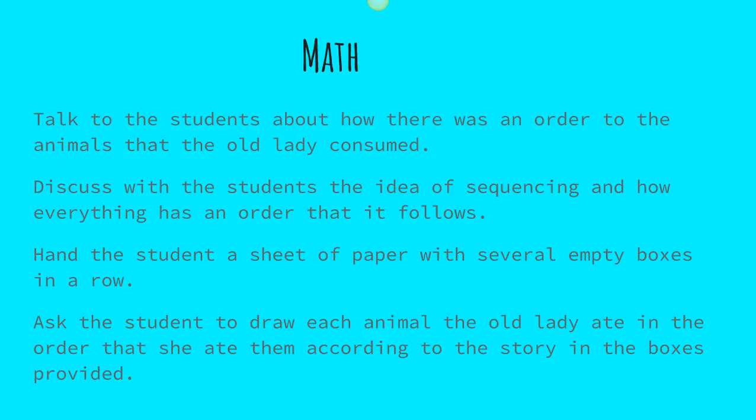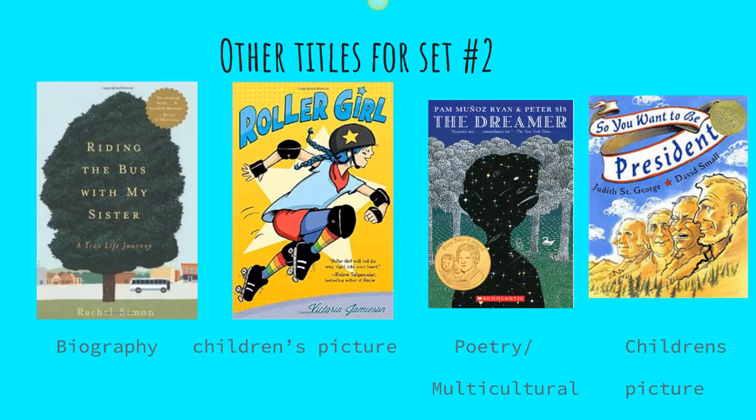The other books that I chose to focus on were Riding the Bus with My Sister, Roller Girl, The Dreamer, and So You Want to Be President? Riding the Bus with My Sister is a biography by Rachel Simon that outlines the life of a girl who learns much about life from her mentally handicapped sister Beth, who rides the bus all day, 6 days a week. She makes connections with the other people on the bus and loves every minute of it. Beth is finally joined for a year by her sister, who learns a great deal about life and love.